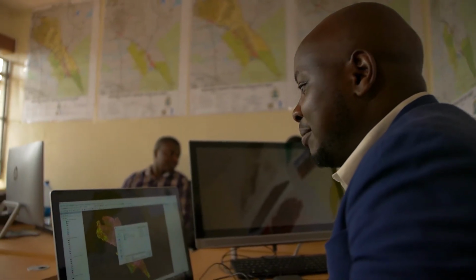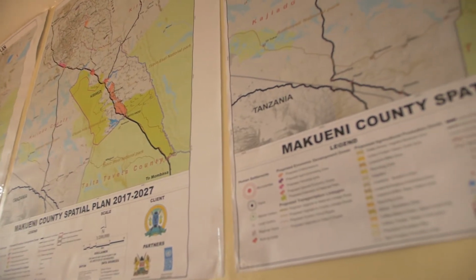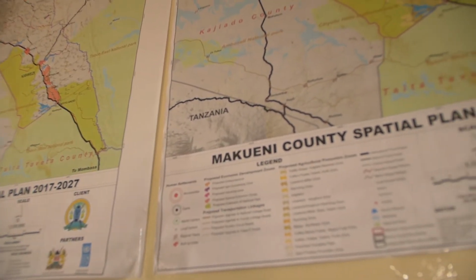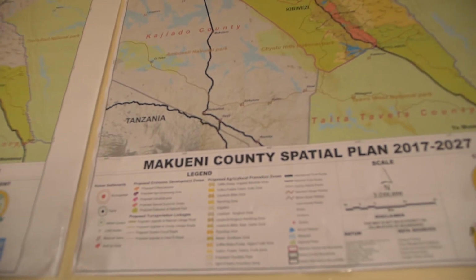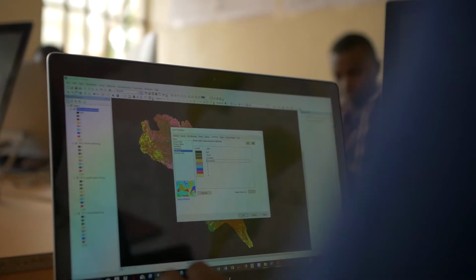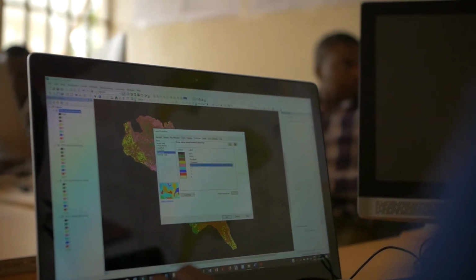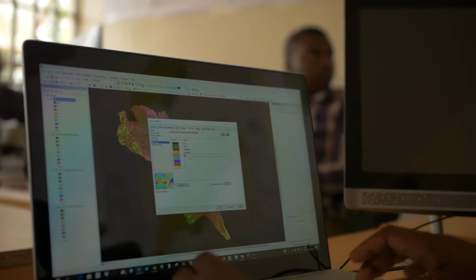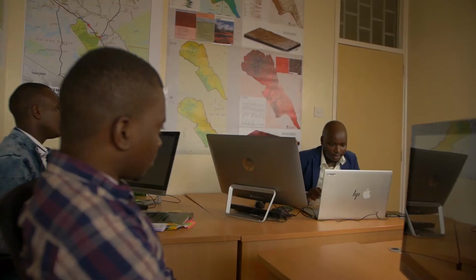The county spatial plan gives a framework of how the county should look for 10 years. But then in that, there are strategies on environment, agriculture, population, transport. So what we are trying to do in the GIS Lab is to make sure that when the environment department comes to the GIS Lab, they don't have to see all this output of the county spatial plan. They're interested in that environment aspect. So we can now retrieve this information, edit it to fit their need, and then make sure that it is well visualized for their understanding, and they can use that for planning.